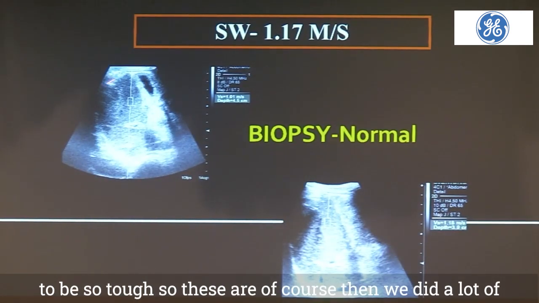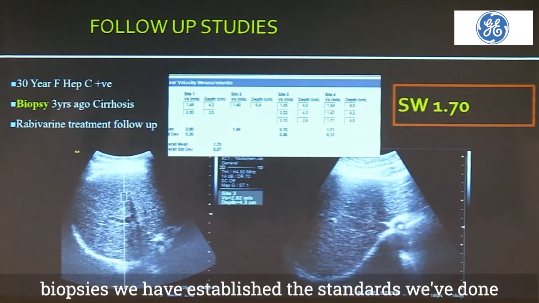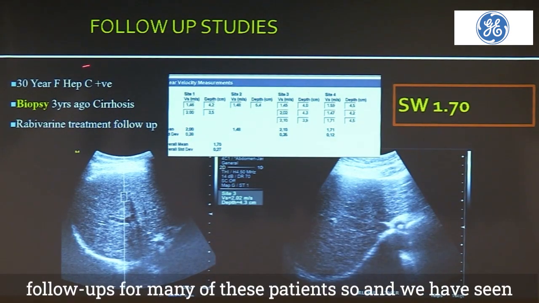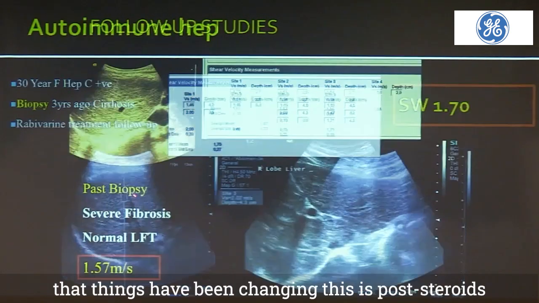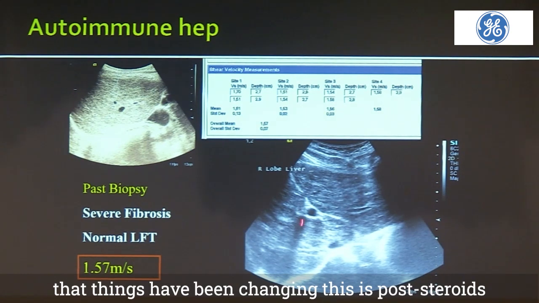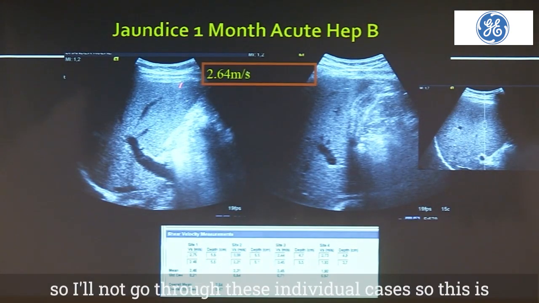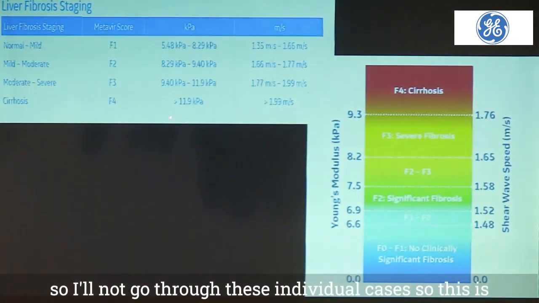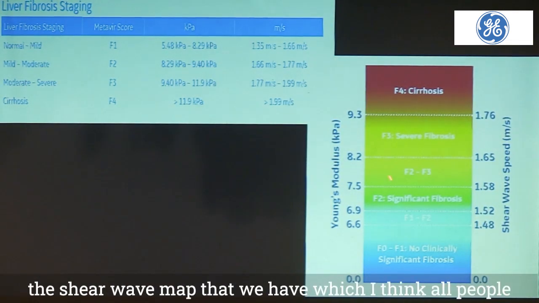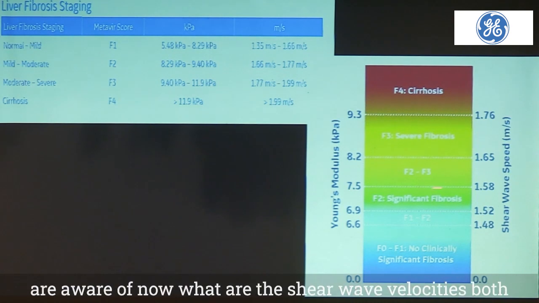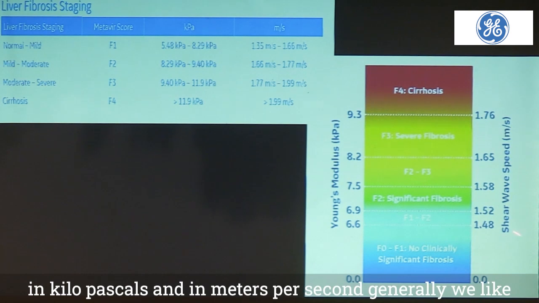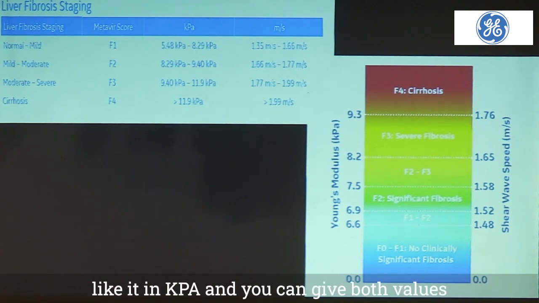Of course, then we did a lot of biopsies. We have established the standards. We've done follow-ups for many of these patients, and we have seen that things have been changing. This is post-steroids. I'll not go through these individual cases. So this is the shear wave map that we have, which I think all people are aware of now. What are the shear wave velocities, both in kilopascals and in meters per second. Generally, we like to use meters per second, but hepatologists like it in kPa, and you can give both values.